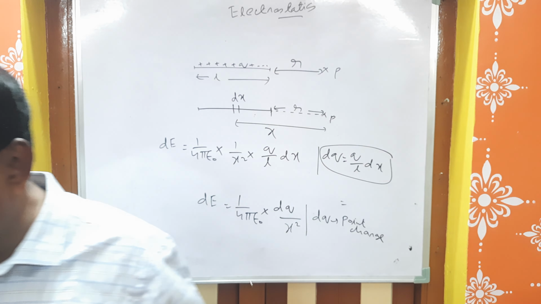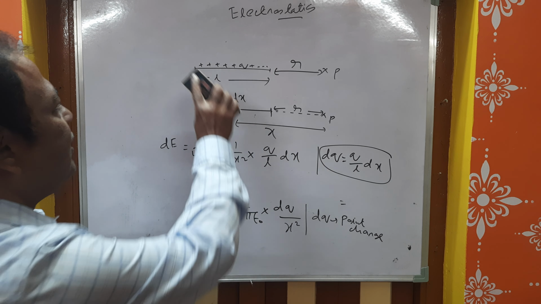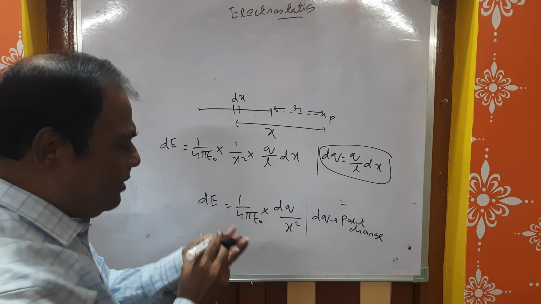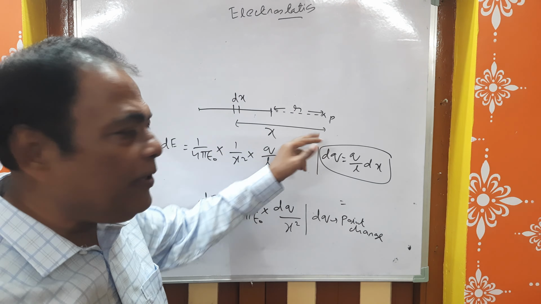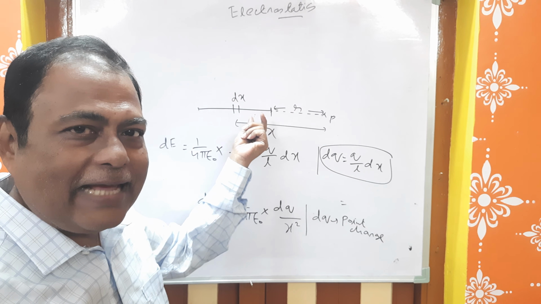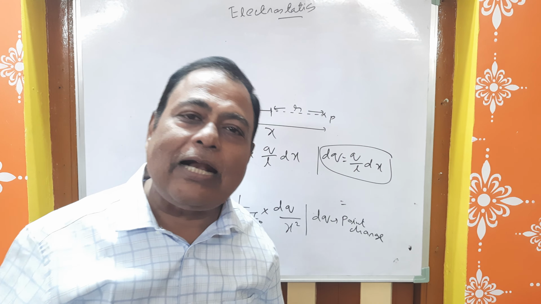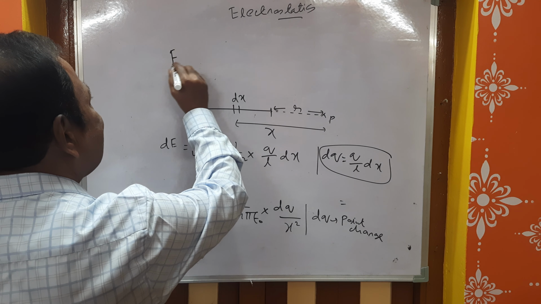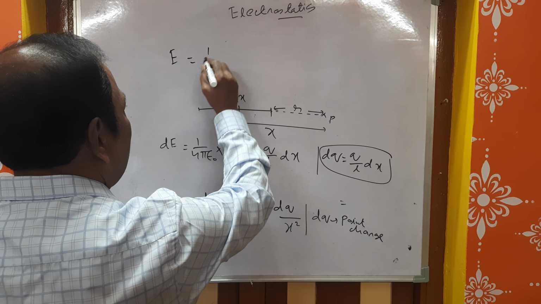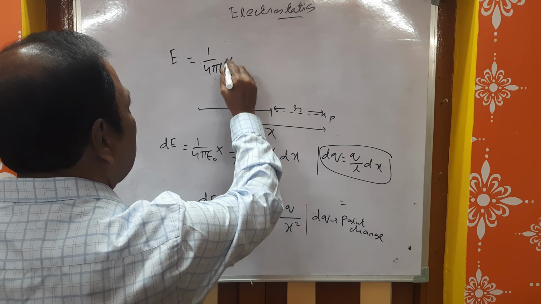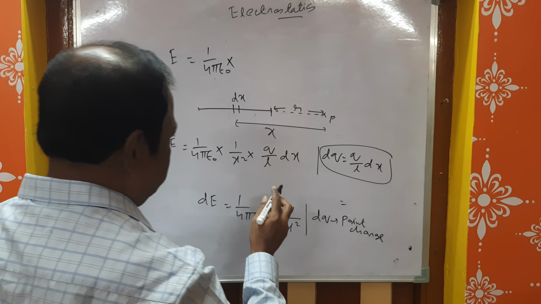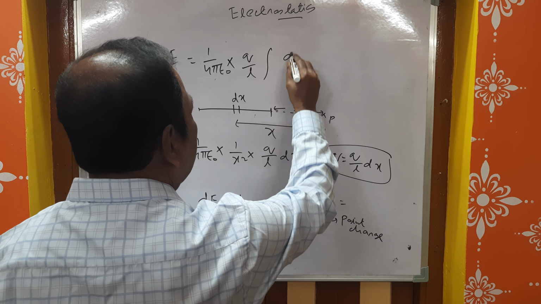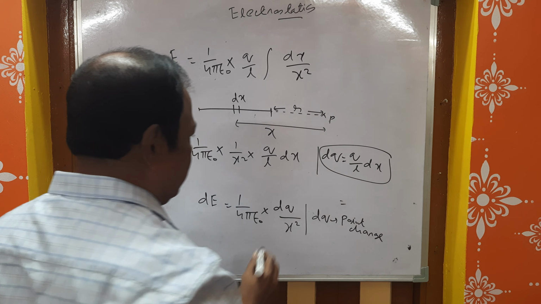Now the total intensity. Here dE is the electric field intensity at point P due to the small section of length dx. So to get the total intensity we have to do integration. Total intensity is equal to 1 by 4 pi epsilon naught into Q by L into the integration of dx by x square.